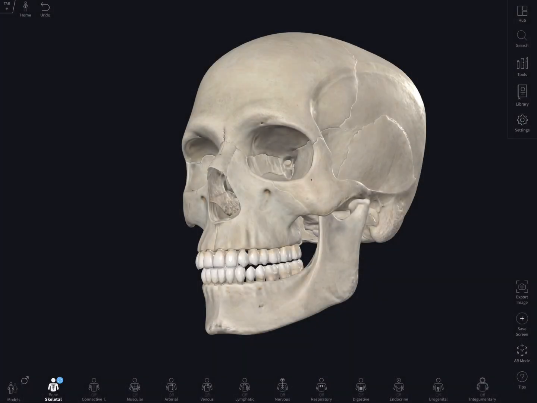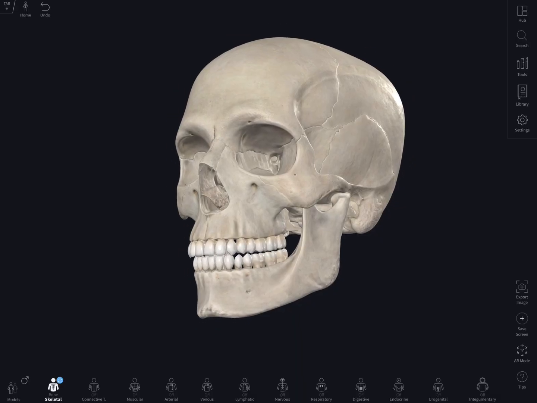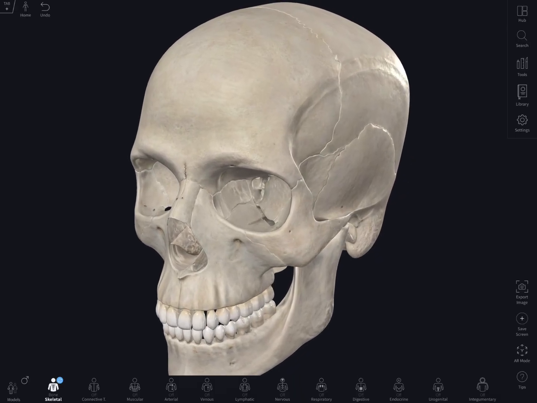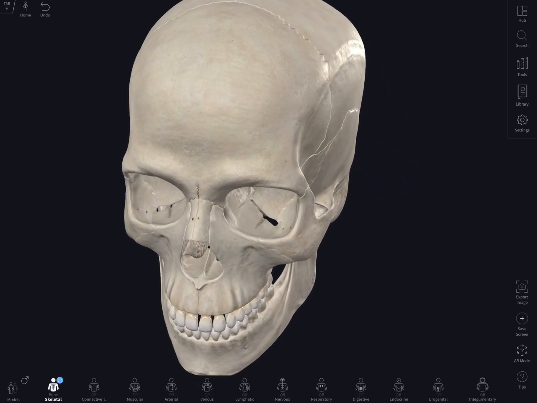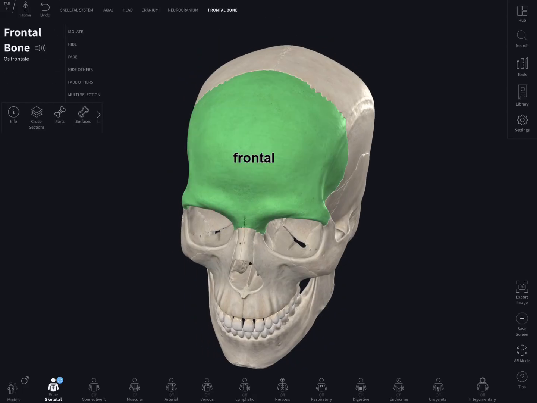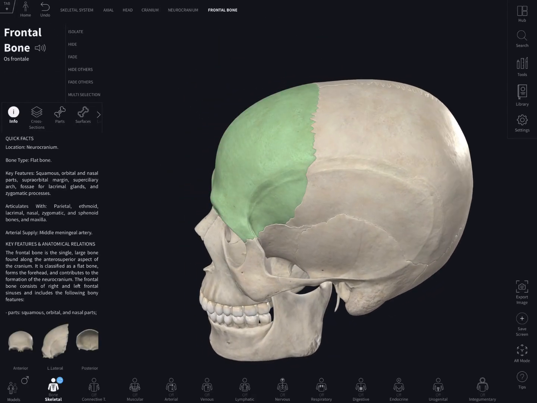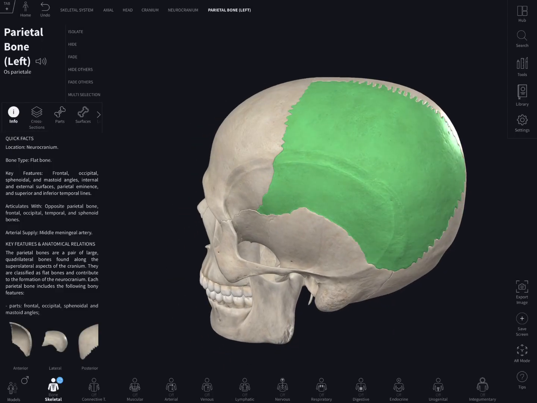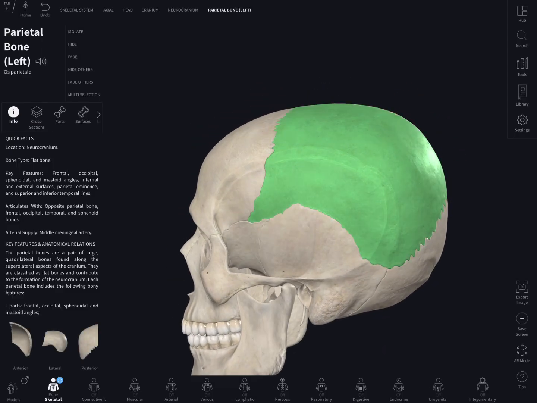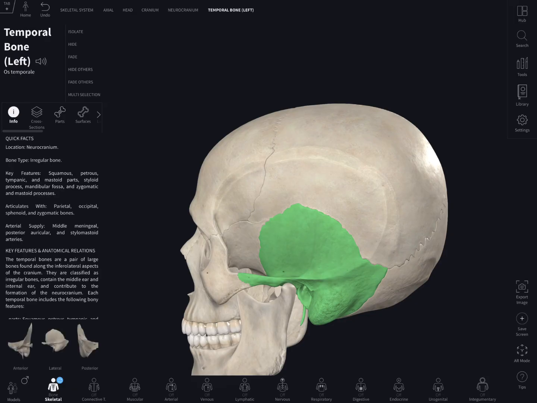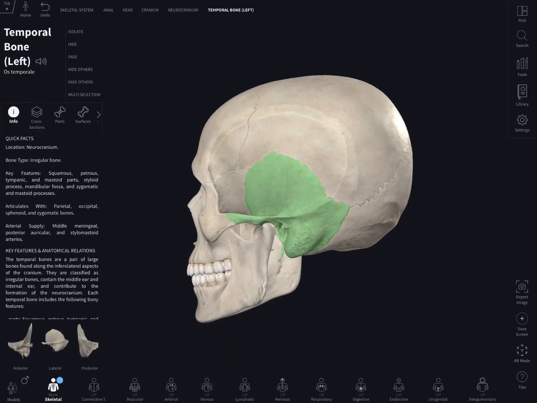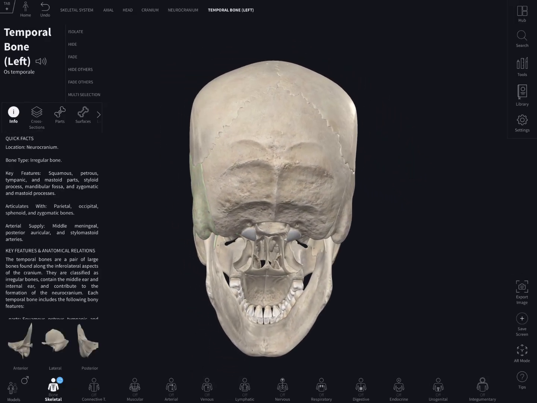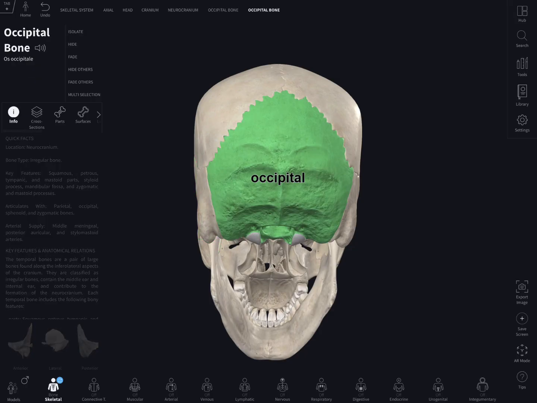Let's use Complete Anatomy to examine the skull and its foramina, or holes. Starting with the flat cranial bones, we see the frontal bone. There are two parietal bones, left and right. Here we see the temporal bone, and down low and in back, the occipital bone.